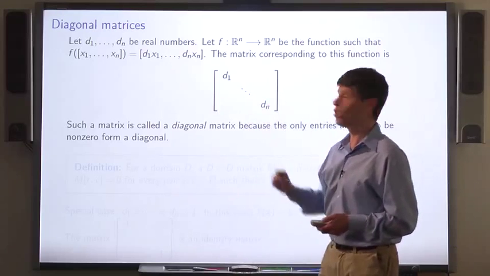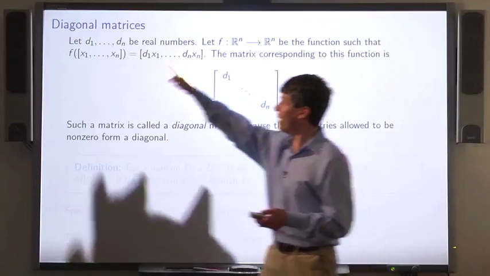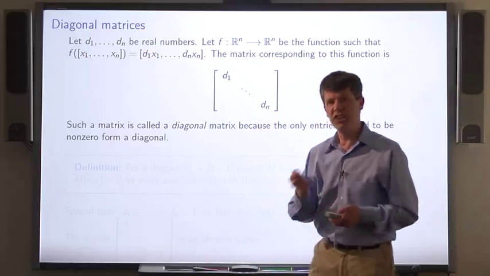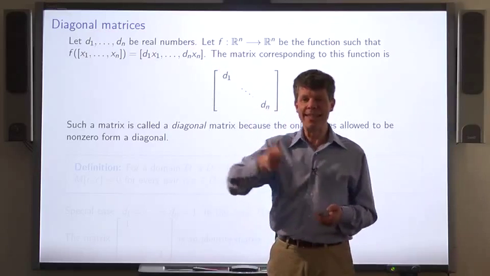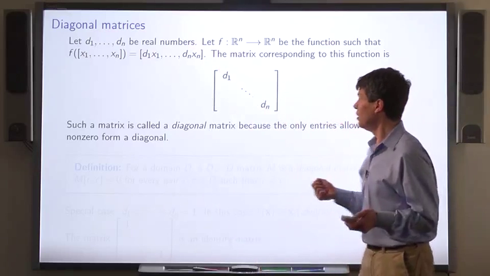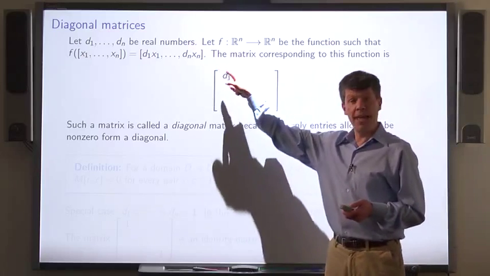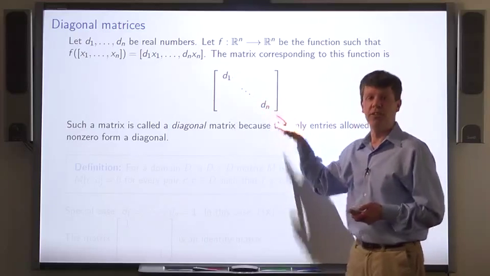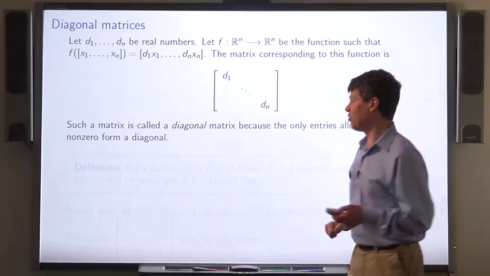Let's consider the function from Rn to Rn defined as follows. Given a vector x1 through xn, return the vector d1 x1 through dn xn. So what this function is doing is scaling in each coordinate. And the matrix corresponding to this function has the values d1 through dn going down the diagonal. This is called a diagonal matrix.